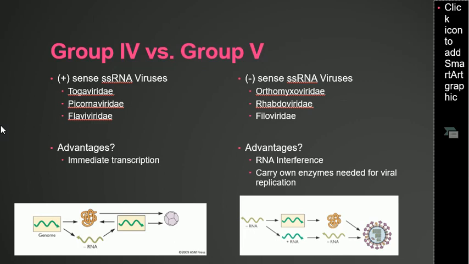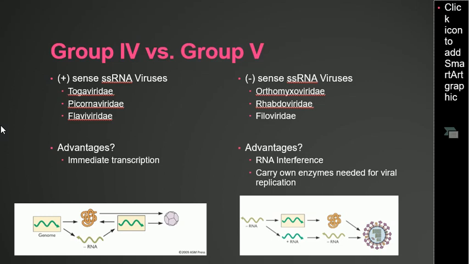Group 5 is a bit different because it's negative sense single-stranded RNA viruses. These negative sense RNA viruses need to be converted first into positive sense RNA. They come with their own enzymes, because the host cell doesn't have the enzymes necessary to convert negative to positive. These enzymes convert the negative sense into positive, which is then going to be translated into proteins. These negative sense viruses include things like influenza, flu, and rabies.